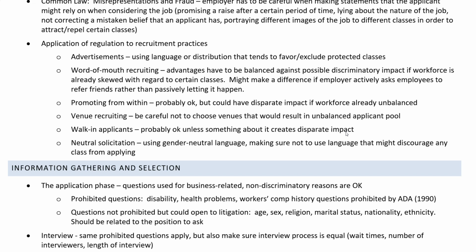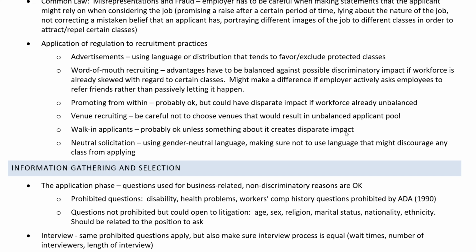But the idea is we have to look at the advantages of word of mouth recruiting. The advantages are easy. It doesn't cost me anything. If I have good employees going out there and telling their friends, and we're kind of counting on them to vet their friends, and hopefully they don't send me somebody that they wouldn't be able to vouch for. So there's a lot of advantages with word of mouth. We just have to balance that against a possible discriminatory impact if the workforce is already imbalanced, if it's already skewed with regard to some protected class.